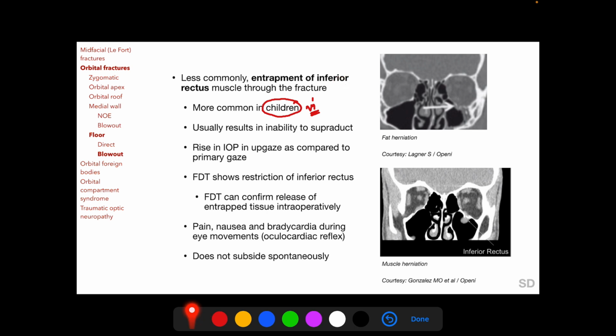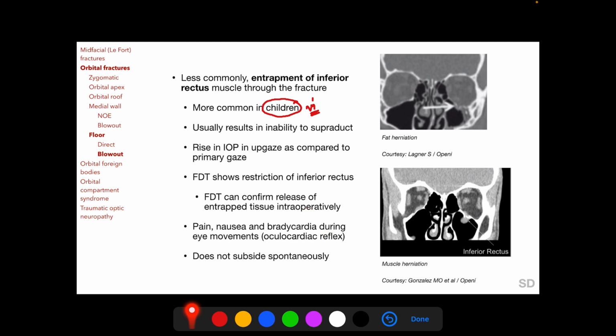Entrapment of the inferior rectus muscle results in limitation of supraduction, and a rise in intraocular pressure in attempted upgaze as compared to primary gaze. Forced duction testing shows restriction of the inferior rectus muscle, and forced duction testing can also confirm release of the entrapped tissue intraoperatively.